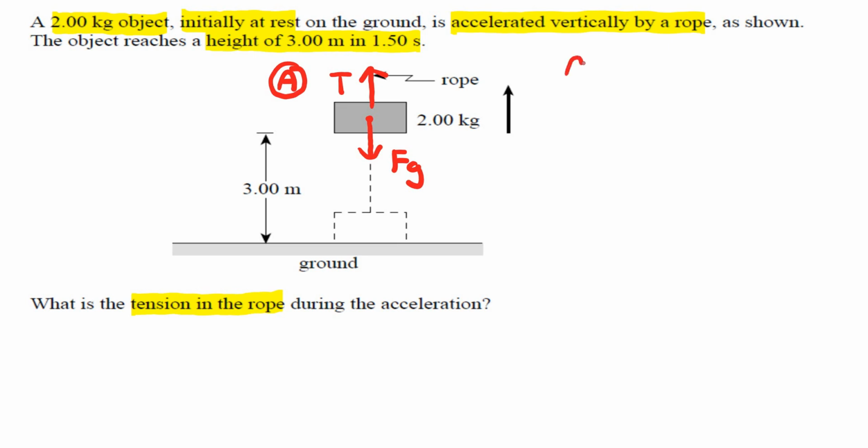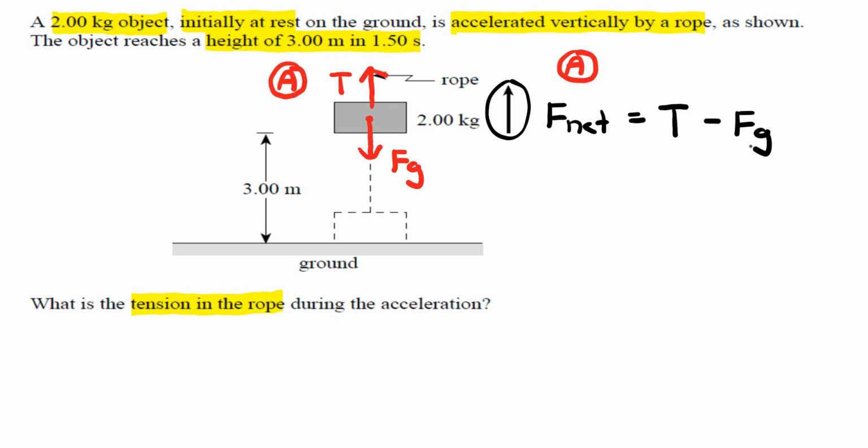Okay, so at situation A, I can create an F net equation there. So F net equals, well, since the object is going in the upwards direction, the tension is greater than the force of gravity, so tension minus F of G. Now, by using Newton's second law, F net equals MA, equals the tension minus, and the force of gravity here is going to be M times G. Okay, and our goal is to find the tension, right? The tension in the rope.